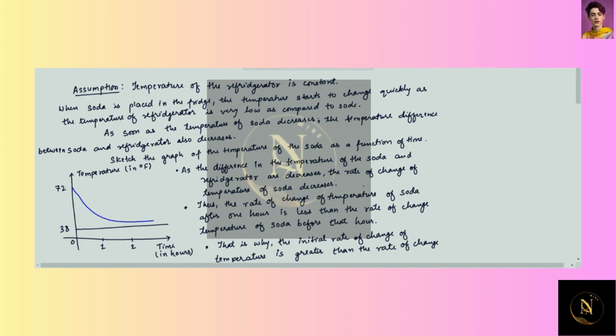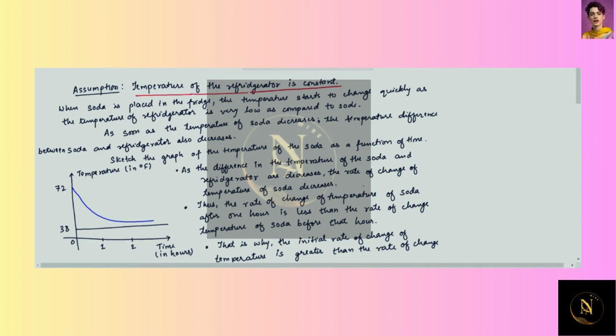Then let us first discuss simply that the soda has the room temperature, right? We are assuming that the temperature of the refrigerator is constant. But if we simply place any soda in the refrigerator, then obviously the initial rate of change of temperature will be greater than the rate of change after an hour.